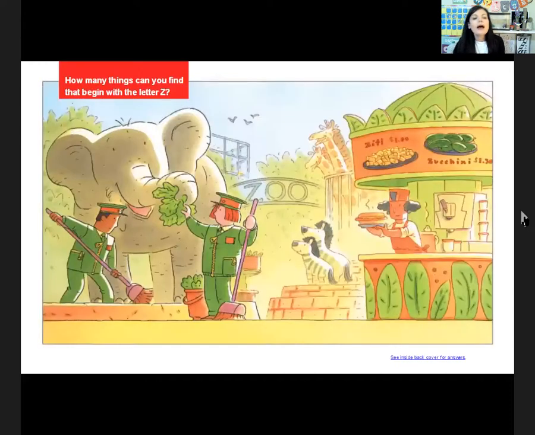Zzz. Well, how many things can you find that started with the letter Z? Do you remember? Zoo, zookeeper, zebra, ziti and zucchini, Zack and Zed and zip. There were lots of words that started with Z in this book.